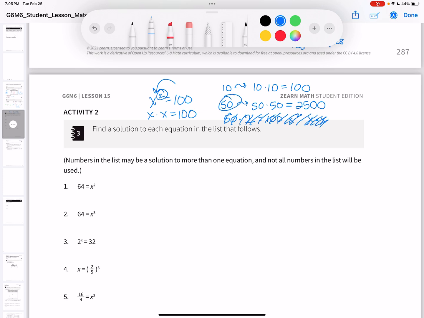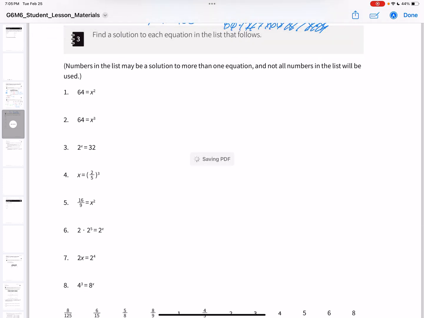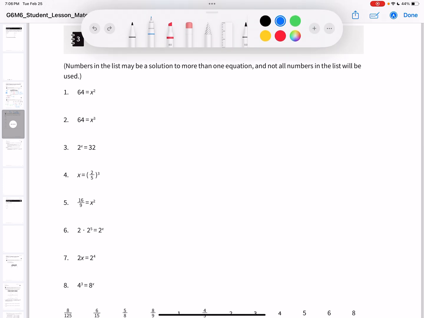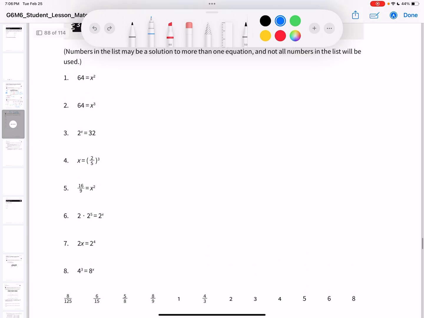50 is not a solution. 10 is our solution, okay? So that's what we're trying to do here. Now, we have a list down here that shows that. So we have 1 through 8, and then down here at the bottom, we have a list of possible solutions, okay? So let's work this.